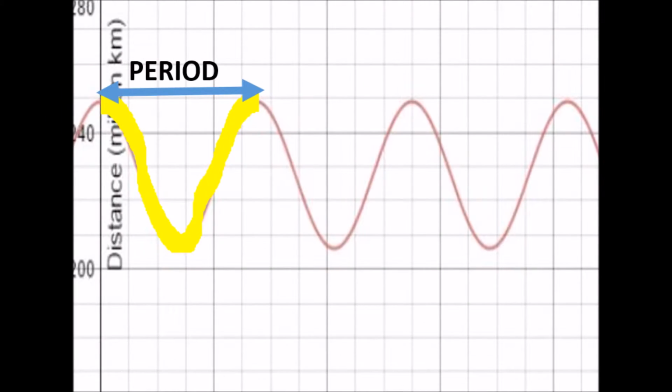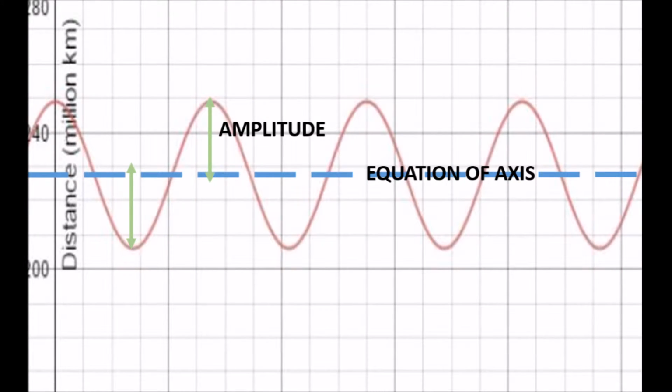In terms of this situation, the period represents how long it takes Mars to complete one revolution around the Sun. The repetition occurs every 687 days or one Martian year. The amplitude A represents the farthest and closest distance Mars travels from the average distance. The equation of the axis C represents the average distance.